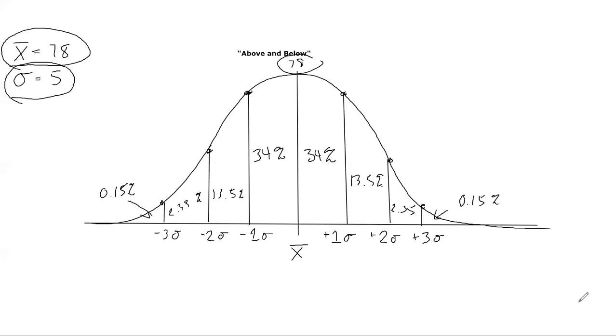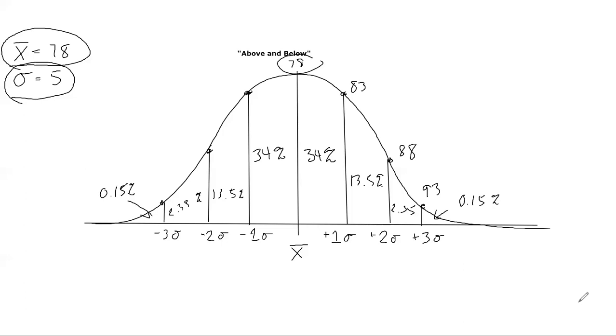So +1 standard deviation, 78 plus 5 is going to be 83. +2 standard deviations, 2 times the standard deviation of 5 is 10. 10 plus 78, 88. 3 standard deviations from the mean. 3 times the standard deviation of 5. 3 times 5 is 15, right? And 15 plus 78 is going to be 93.